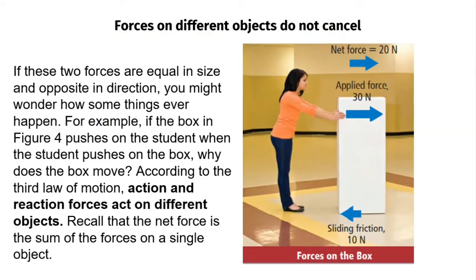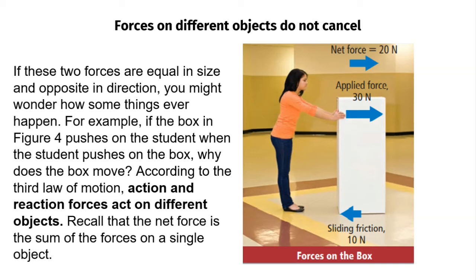Forces on different objects do not cancel. If these two forces are equal in size and opposite in direction, you might wonder how some things ever happen. For example, if the box in figure 4 pushes on a student when the student pushes on the box, why does the box move? According to the third law of motion, action and reaction forces act on different objects.